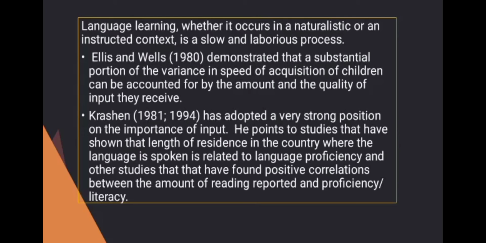Krashen points out that the length of residence in the country where the language is spoken is related to being an effective communicator in Language 2. Krashen stated input must be made comprehensible, modifying contextual props. For instance, the use of different sources of input, and to make sure that the students master the language at all levels in speaking, listening, reading, and writing.